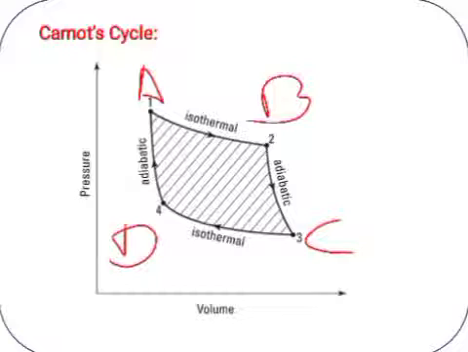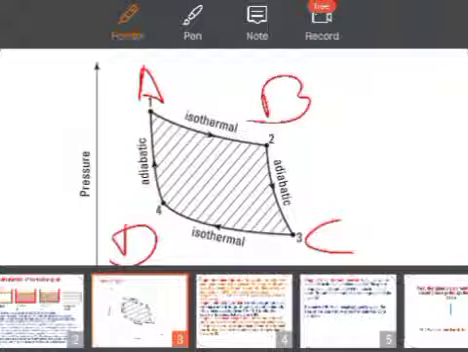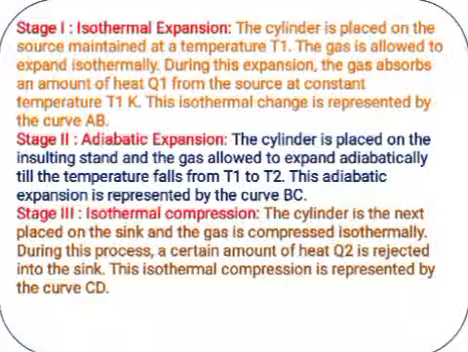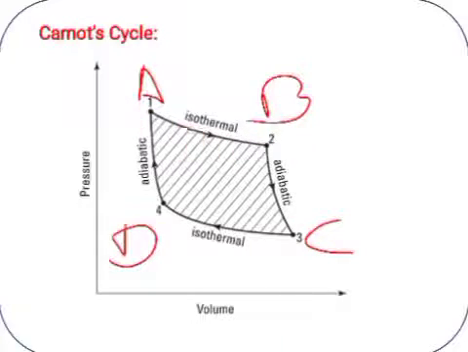So from A to B, this is isothermal expansion. From B to C, adiabatic expansion. From C to D, isothermal compression, and D to A, adiabatic compression. So these four processes are involved in this. Let us understand one by one. Stage 1, isothermal expansion, means this AB curve. Okay, in this stage what happens, that we are going to learn.